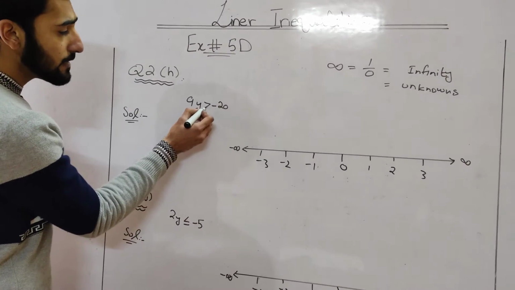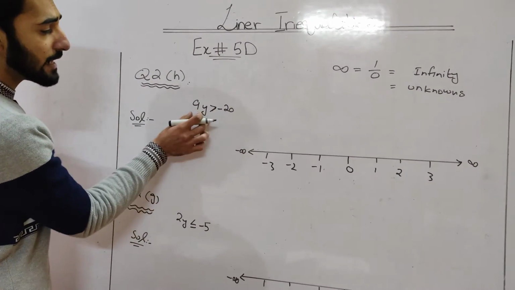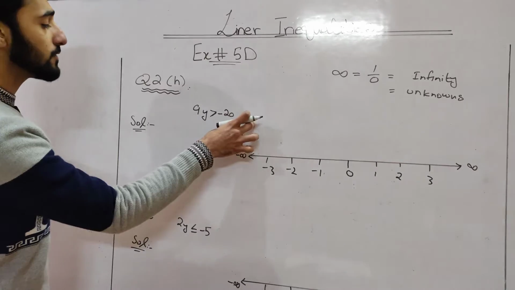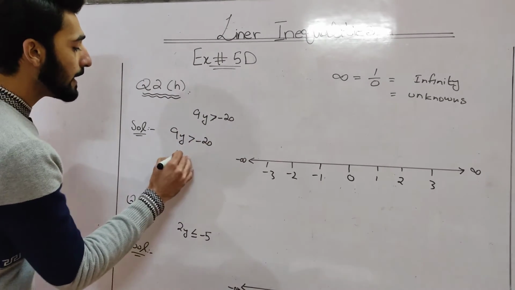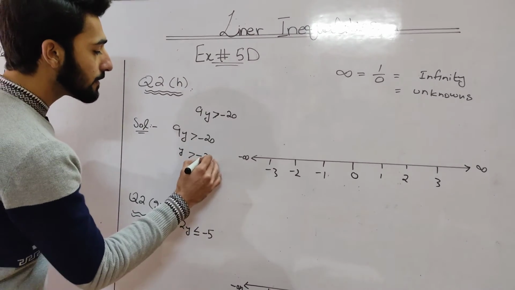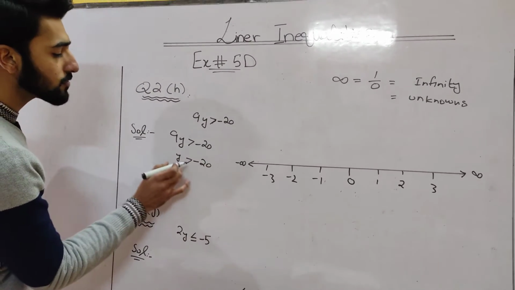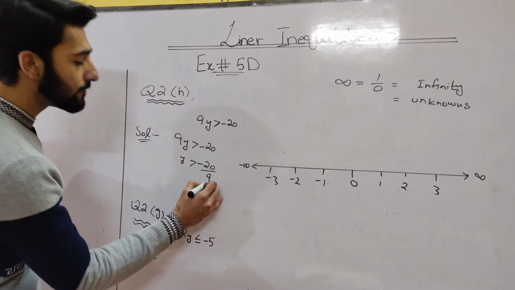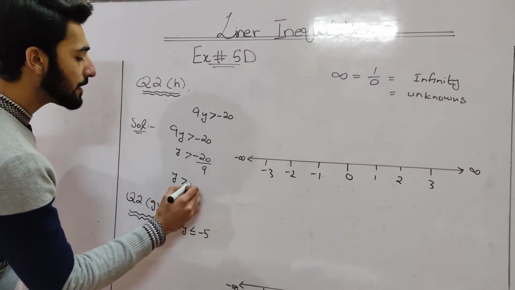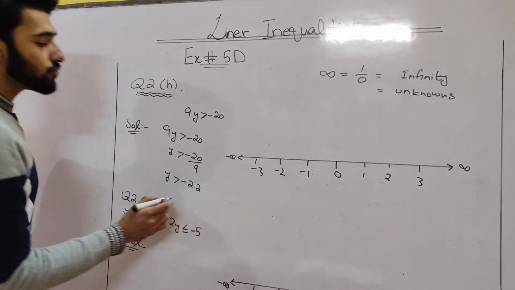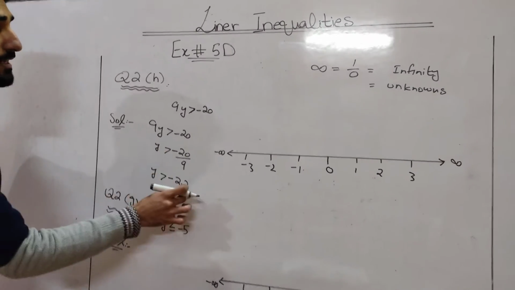We know this inequality says that 9y is greater than minus 20, so we write here 9y > -20. The 9, which is multiplied with y, when it goes to the other side becomes a divisor, so -20 divided by 9 becomes about -2.2. So y is greater than -2.2.